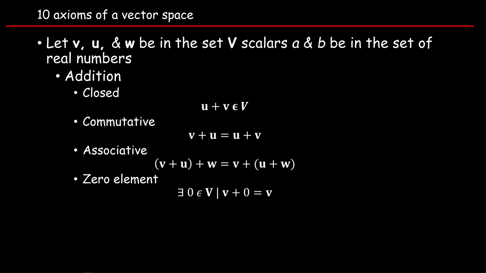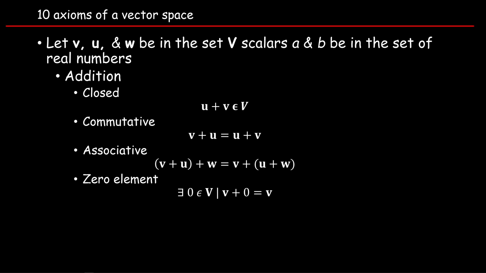The fourth one is the zero element, which basically implies that there exists a zero vector in the set capital V, such that any vector plus zero is that vector itself. So that means zero has to be in the set.